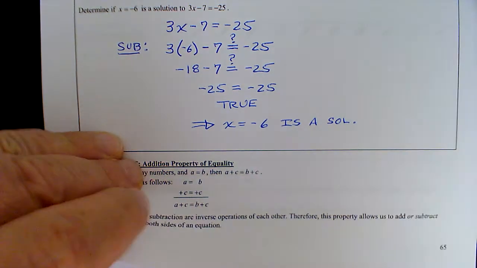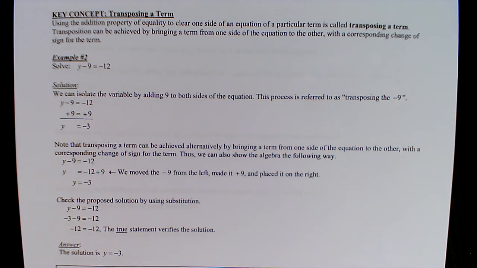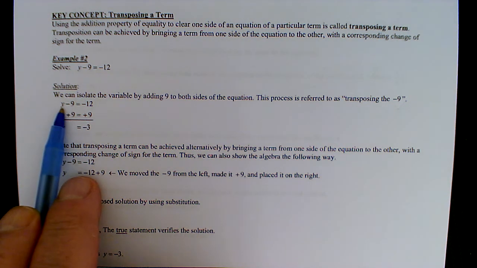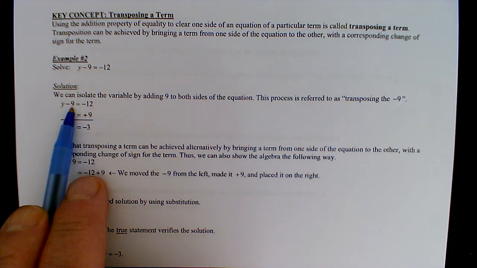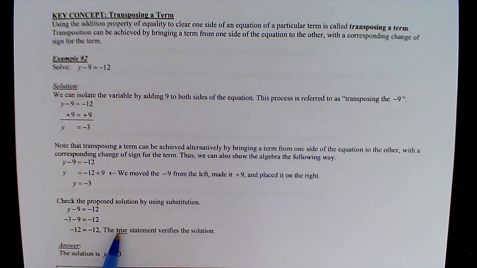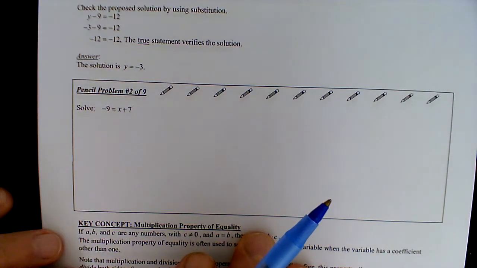So in the example, you could see that in order to isolate the variable, because that's our goal, if it's x, y, n, whatever the variable is, we want to isolate it. And in order to isolate the y in this equation, we had to undo the negative 9. And to undo it, we add the opposite. So we added 9 to both sides of the equation and did the arithmetic, and we even showed a check. So the checking is optional, but to the pencil problem.